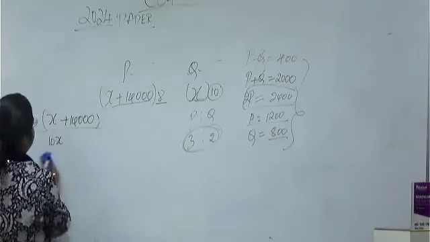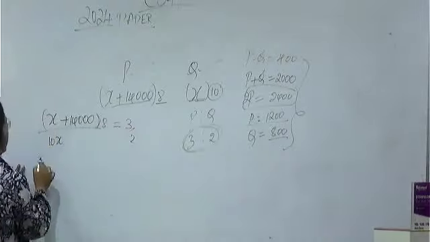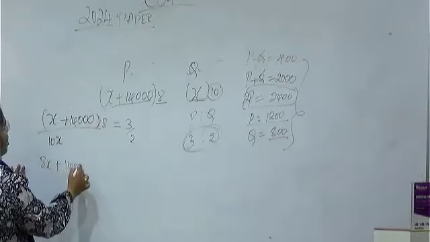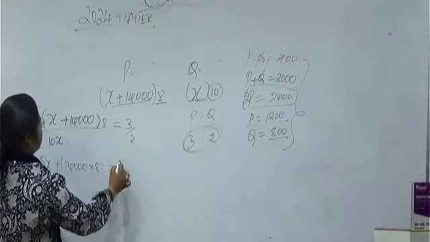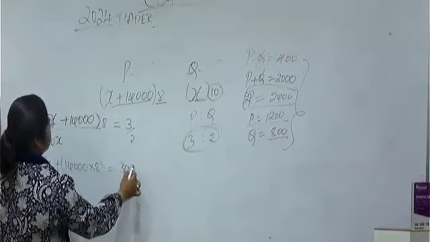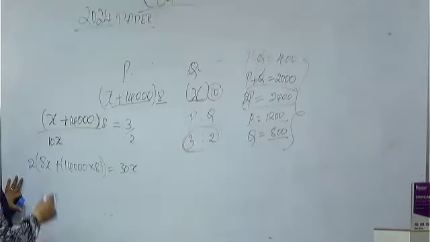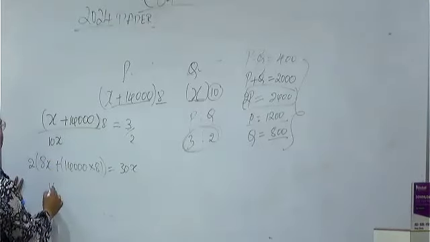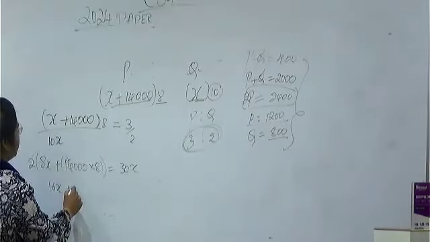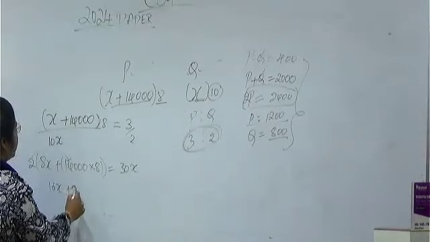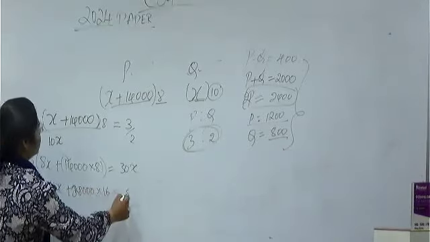3 by 2, 8x plus 1400 into 8 is equal to 3 tens of 30x. And you can multiply this 4 by 2. Cross multiplication I just did. 16x plus, what is this? 228 into 16 is equal to 30.